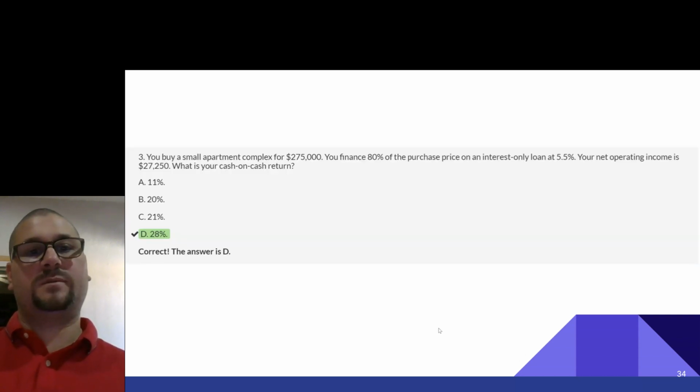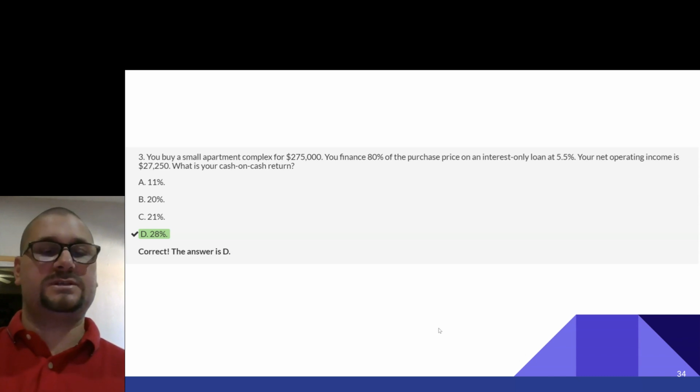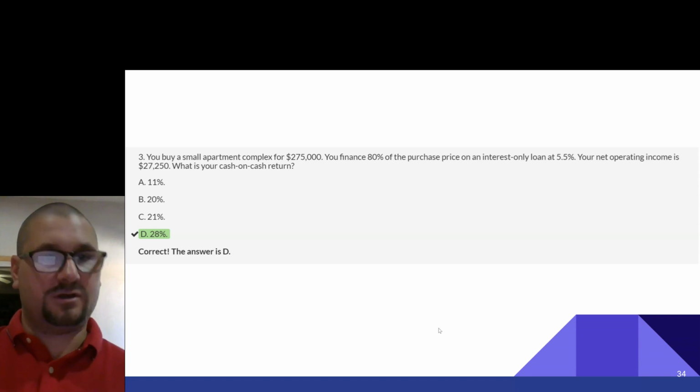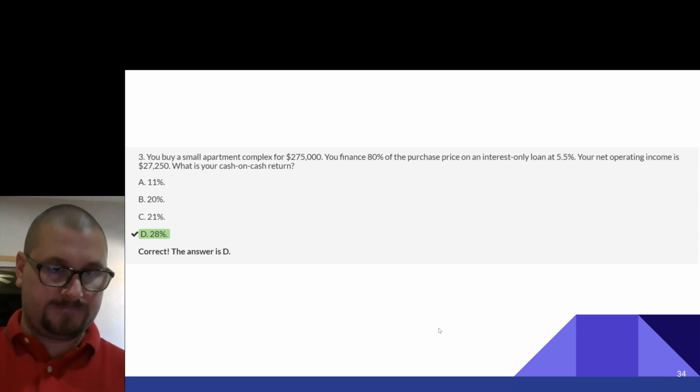You buy a small apartment complex for $275,000. You finance 80% of the purchase price on an interest-only loan at 5.5%. Your net operating income is 27 grand. What is your cash on cash return? It is 28%.